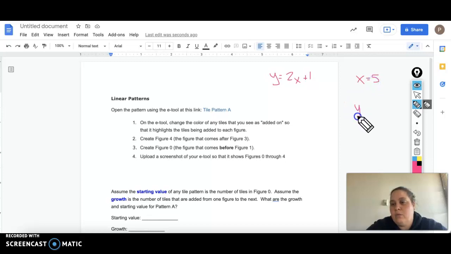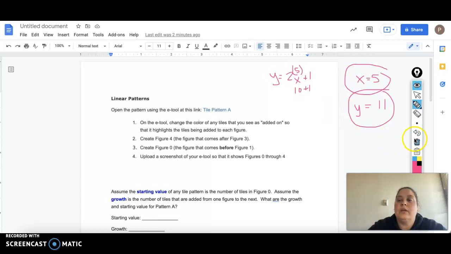in order to figure out what my y is, we're going to take that 5 and plug it in for x, and solve this and see what we get. So we have 2 times 5, which is 10, plus 1, which is 11. So when I plug in a 5, I'm going to get an 11. This is important because we're going to use this when doing a table later. We're going to solve a table in a few minutes, but I just wanted to make sure that we have that foundation before we start.